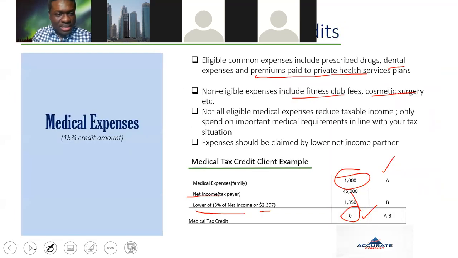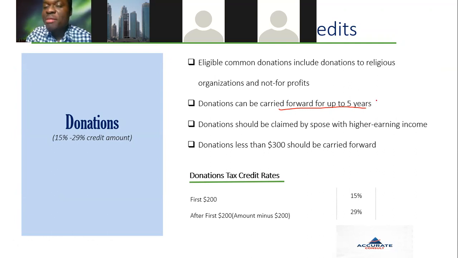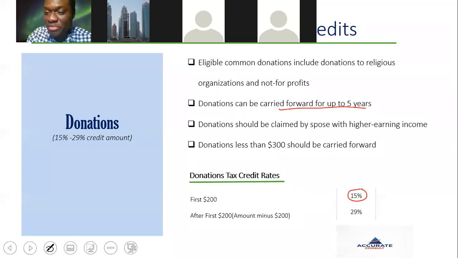Donations. Now, the message here is that you can carry forward your donations up to 5 years. So if I make a donation of maybe $200 in a year, it's not recommended to claim that donation that year, because with $200, the impact on your taxable income is a reduction of 15% of the amount, 15% of $200. Do you understand? But if the amount is more than $200, then you can get as high as 29%. So it's recommended that if the total donation in a particular tax year is lower than $200, you can carry forward for 5 years.